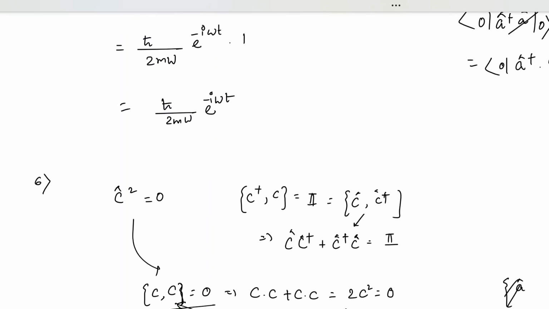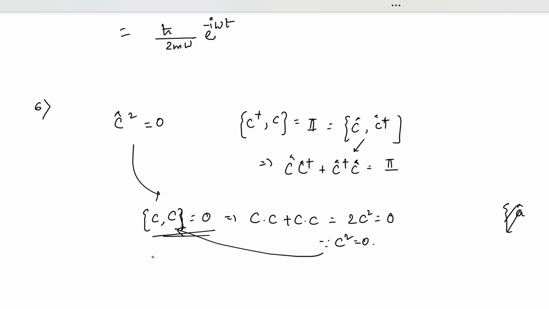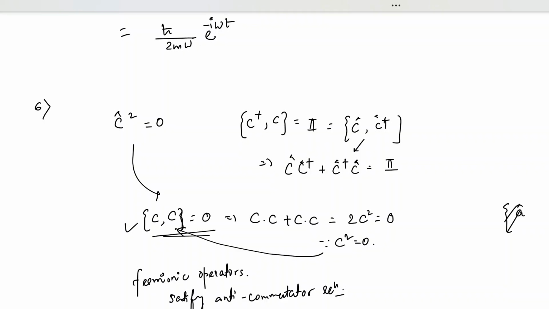But for this case in this question, you cannot do that, because these are fermionic operators. So see, the C operators are fermionic operators, and the rule is that fermionic operators satisfy the anti-commutator relation, which is given in the question. That means the anti-commutator of C with C is 0, the anti-commutator of C dagger with C dagger is 0, and apart from these properties, another property is that the anti-commutator of C dagger and C is equal to I.